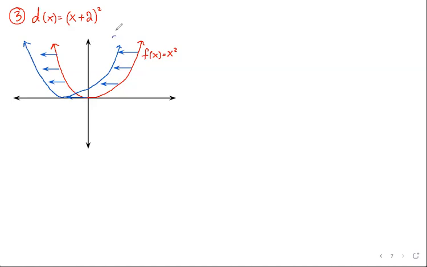So this is d of x equals x plus 2 squared. Okay, so this is the function. We shift the original function to the left 2 units. Okay, for number 4, who will do the last one?